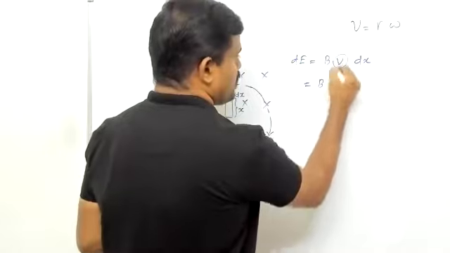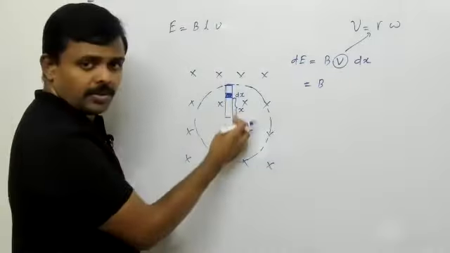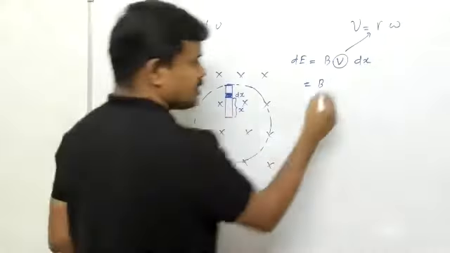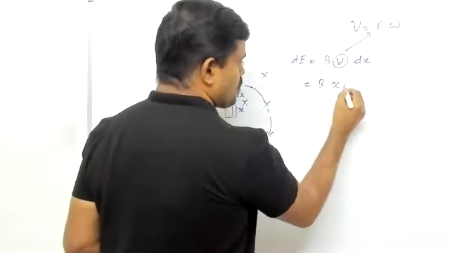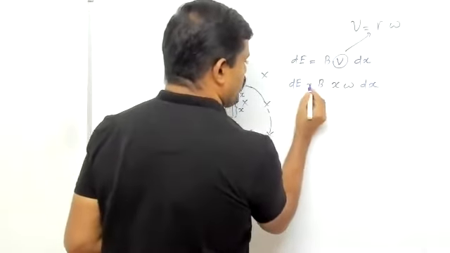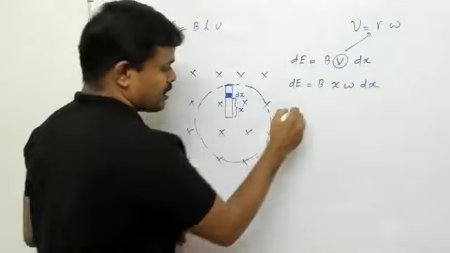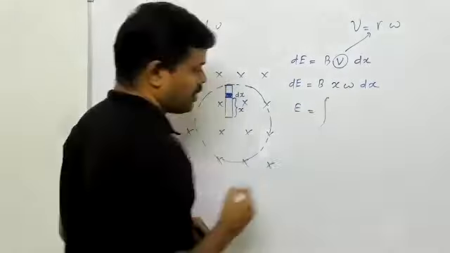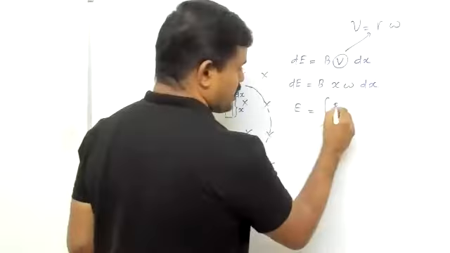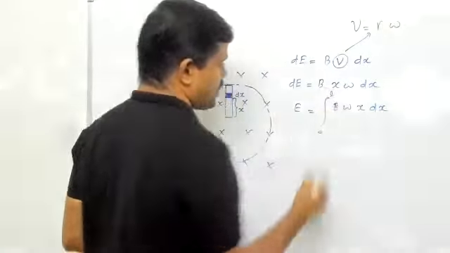B into what is V? I can put the replacement r omega, but r is x here, no? The element is at a distance of x. So B into x omega into dx. This is the small EMF. So if I know the small EMF, how do we find the total EMF? The technique is called integration. So if you want to find the total EMF now, you should integrate this B omega x dx from where to where? 0 to L.